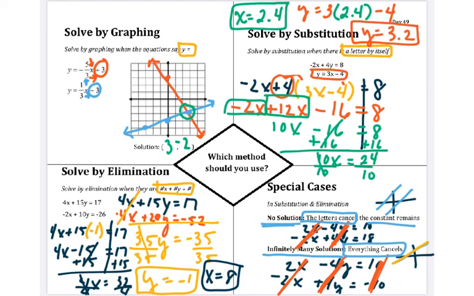So this is everything that we've learned. We learned how to solve by graphing, substitution, elimination, and then special cases.